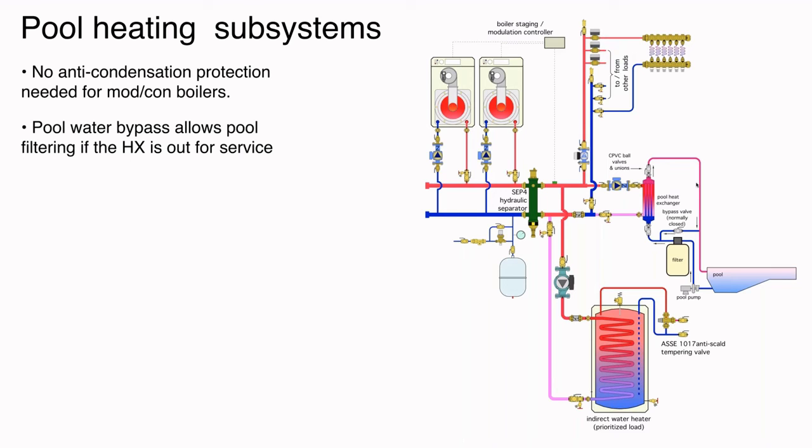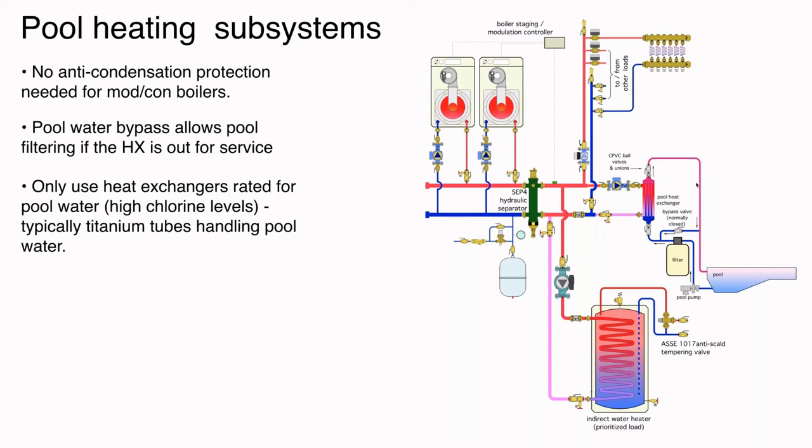We could heat the pool at 3 o'clock in the morning because it's such a high thermal mass, the temperature isn't going to change very quickly. So think about the pool as a place to put heat after you've satisfied the higher priority loads, domestic water heating and space heating. And also only use heat exchangers that are rated for the chemicals in the pool water.